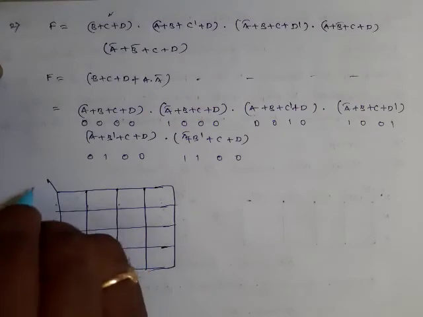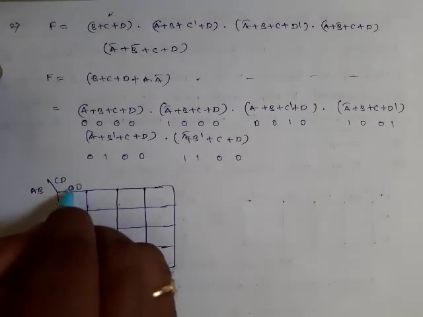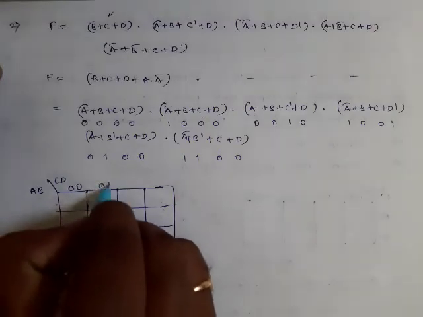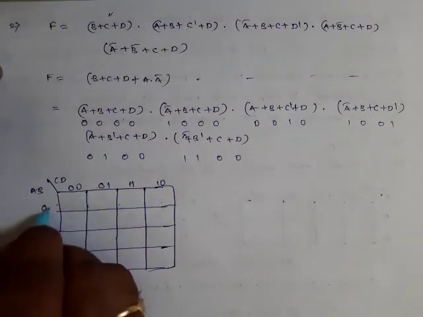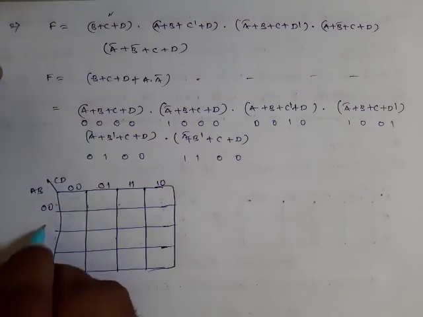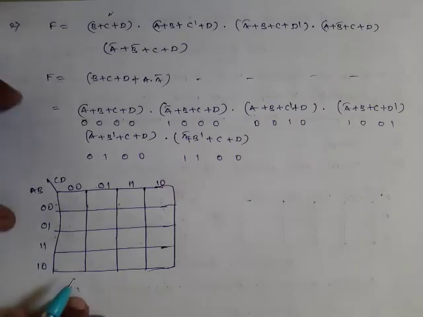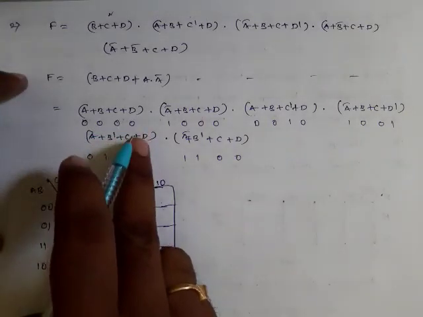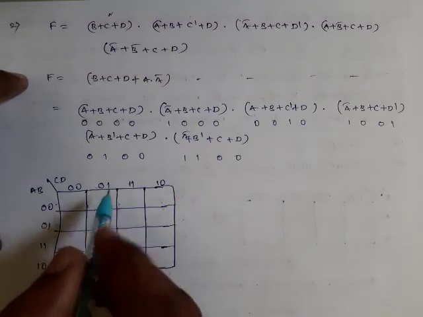So for a 4-variable K-map with variables a b c d, we'll write the values here: 0 0, 0 1, 1 1, 1 0, and here also we'll write values for the a b variables: 0 0, 0 1, 1 1, 1 0. Now we'll start entering these max terms, and into the corresponding cell we'll enter a 0.